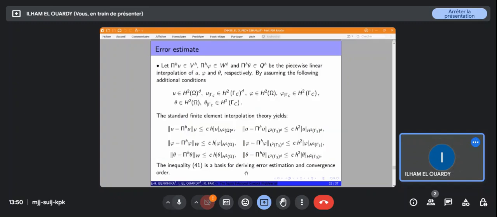To achieve this, in addition to the assumptions of Theorem 1, let us consider the following piecewise linear interpolation of u, φ, and θ respectively. And we also consider that the following additional conditions hold. Then by using the standard finite element interpolation error estimate, we have the following approximation. Therefore, by combining these results with the results obtained in inequality 41, we get our main result, and this concludes the proof of our main result.